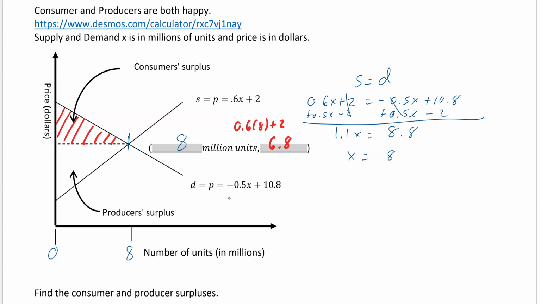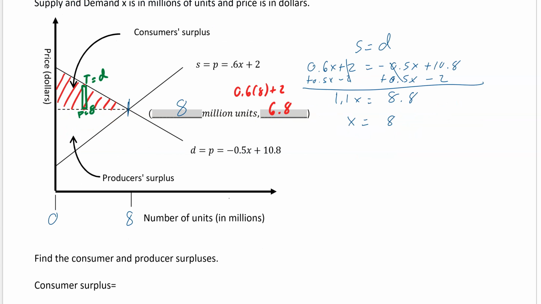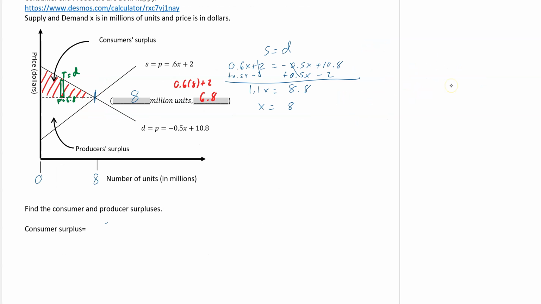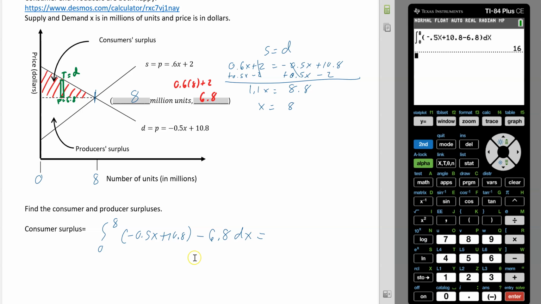If I draw my rectangle in there, you can see my top is the demand equation, and my bottom is the price, 6.8. Not 8, 6.8. Sorry about that. We're now going to do 0 to 8, and then the top is our demand equation, our D here. You see it's that one. So it's negative 0.5x plus 10.8 minus the 6.8. If you mess this up, you pick the wrong one or you subtract them incorrectly, it's going to come out negative. So all we have to do is make sure it stays positive and then check it as well. And we get 16.